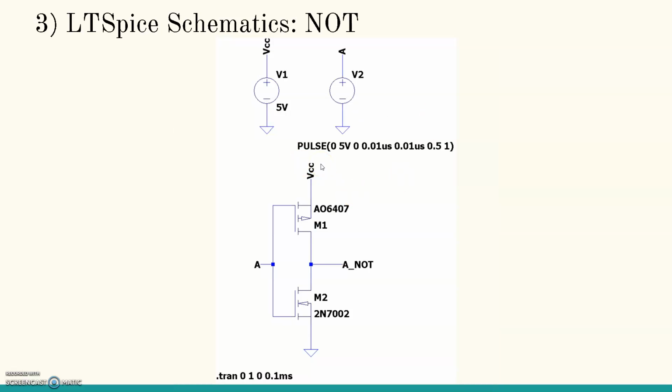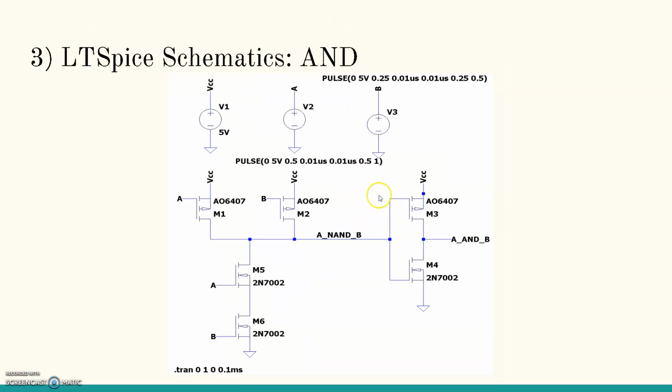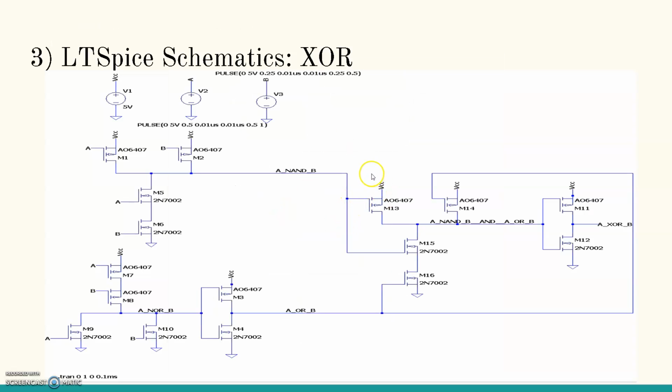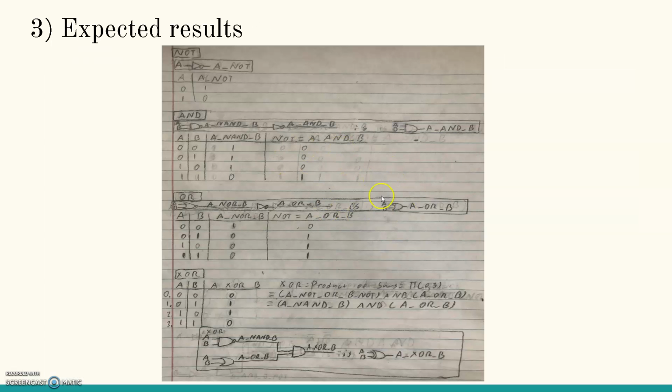So these are the schematics. You can pause if you want to look at them. But basically it's everything I've talked about so far. So this is the truth table you would expect. The NOT and the NAND, the NOR, and the XOR. And basically also the way they're structured.